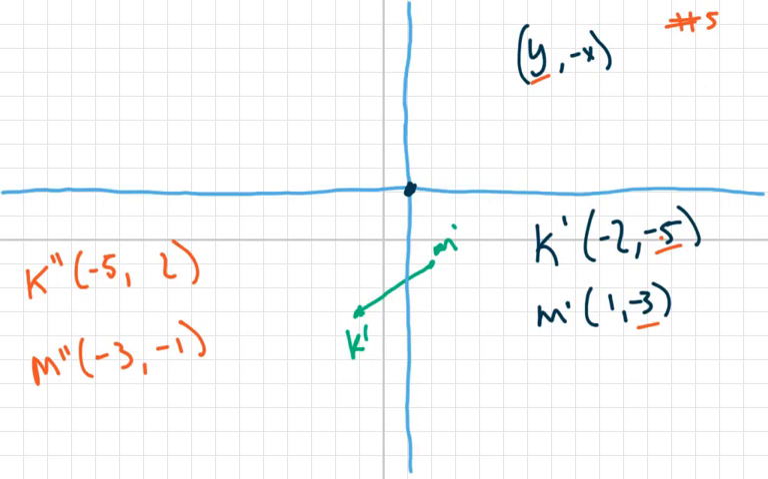So let's plot those points now. I have -5, +2. This is going to be my K double prime. And then M is (-3, -1), which is my M double prime. So there's my new points.